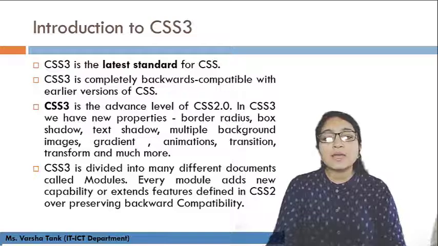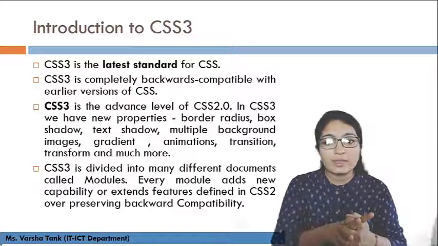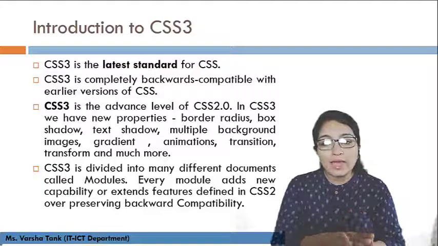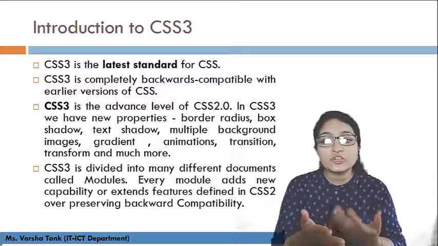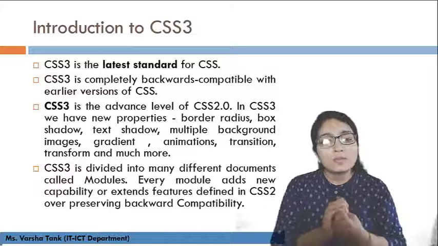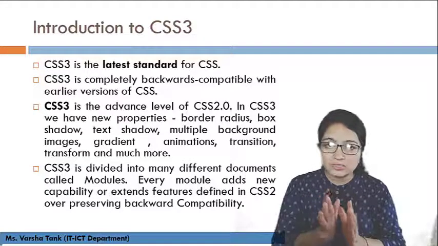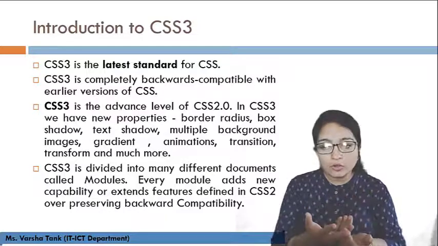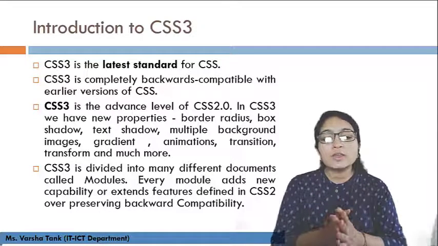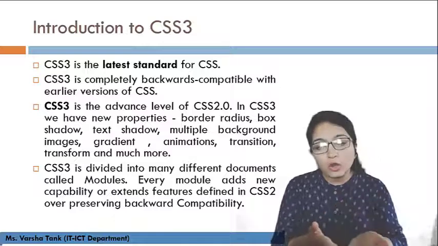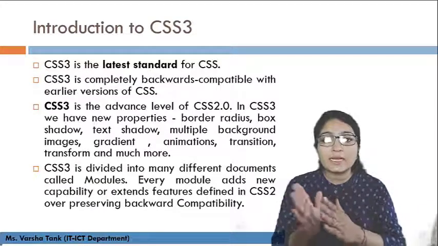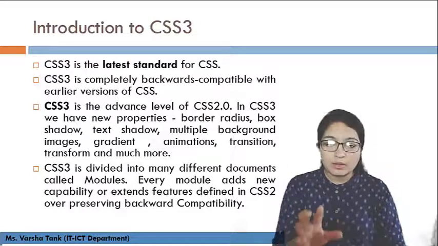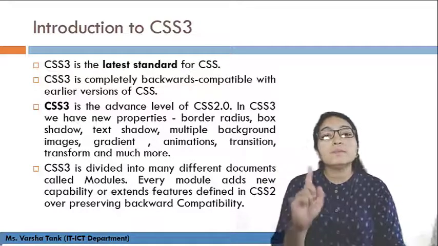In CSS3 we have the new properties that we have already learned: border radius, box shadow, text shadow, multiple backgrounds, image gradients, animation, transitions, transform and many more properties. CSS3 is divided into many different documents called modules. Every module adds new capability or extends features defined in CSS2 while preserving backward compatibility. The new version should always be backward compatible.